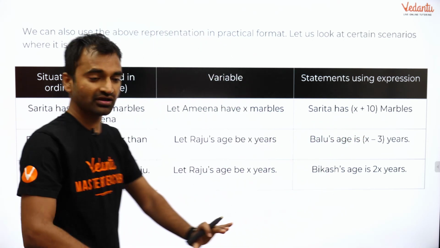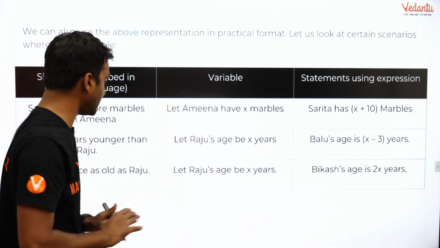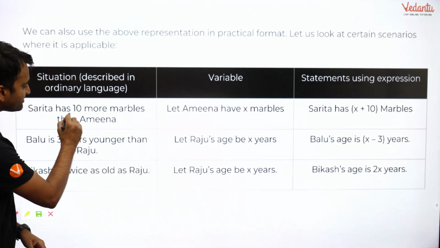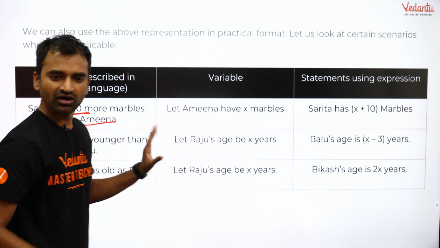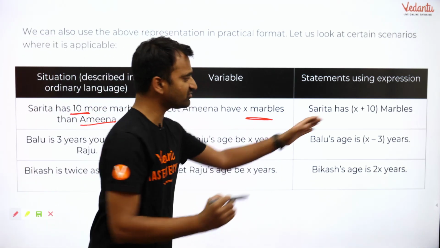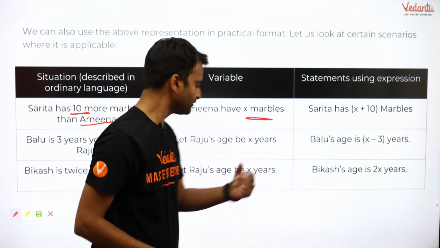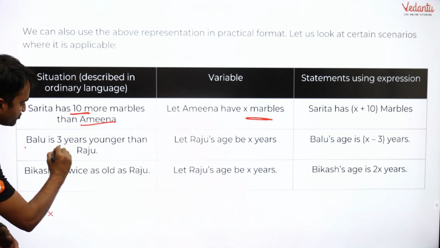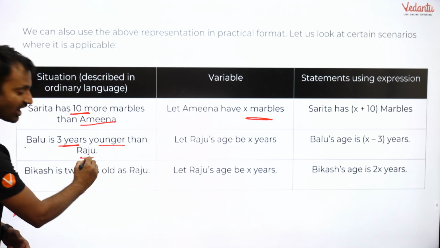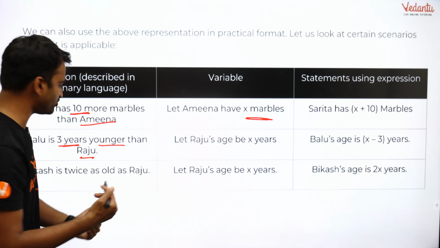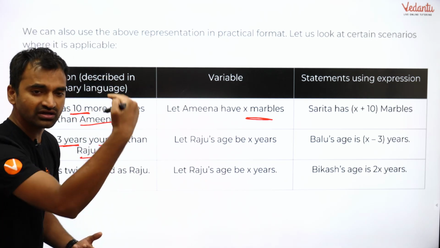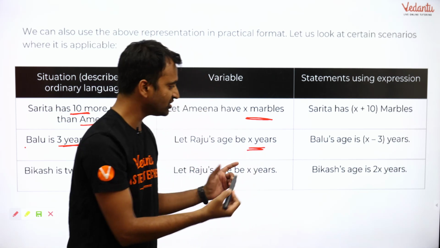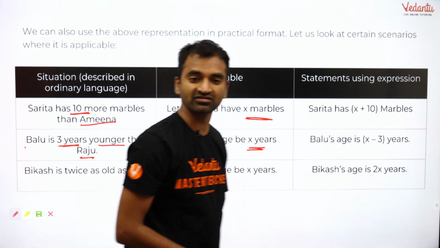Is that clear, everyone? This is something that you study in 6th grade, right? We are just revising. So if Sarita has 10 more marbles than Amina, we will assume that Amina has x marbles, Sarita will have x plus 10 marbles. Similarly, if the question says Balu is 3 years younger than Raju, younger means lesser in age, right? So Balu is 3 years younger than Raju. It means if Raju's age is x, Balu's age will be x minus 3, right?